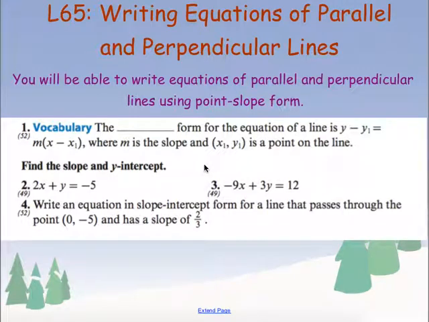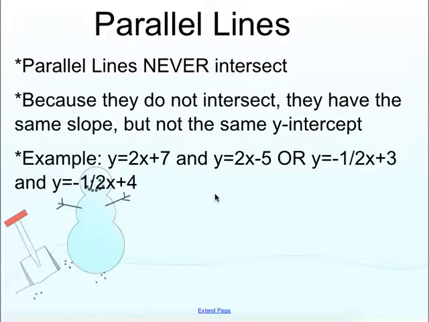Algebra 1, Lesson 65, we are looking at our different equations and being able to write parallel or perpendicular lines, and also being able to see if two lines are parallel or perpendicular. So, first of all, parallel lines, these are lines that never intersect. And because of that, they have the same slope, but not the same y-intercept.